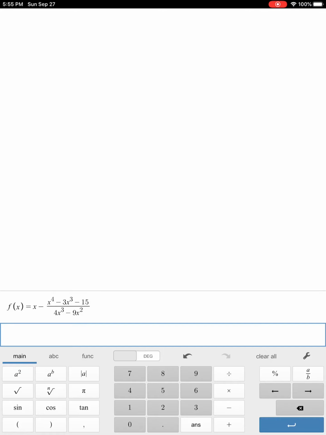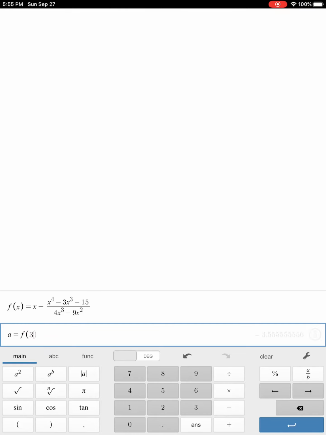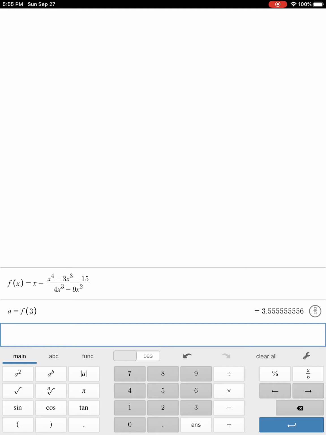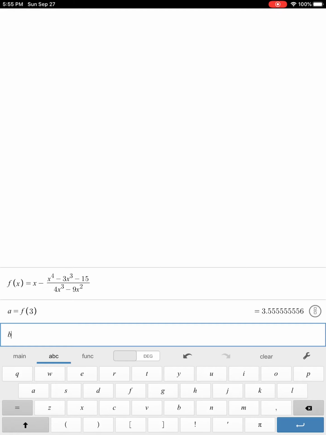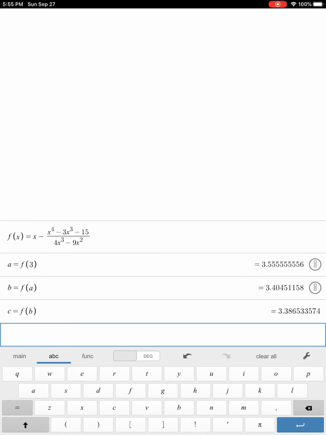The other thing about this calculator is I can't do subscripts, so instead of x1, I'm going to have a, and instead of x2, I'm going to have b, and so on. But x1 is going to be equal to the function with our guess plugged in, and we guessed 3. So x2 is going to be our function with x1 plugged in. That's what our formula is telling us to do. x3 is going to be our function with x2 plugged in. x4 is going to be our function with x3 plugged in.